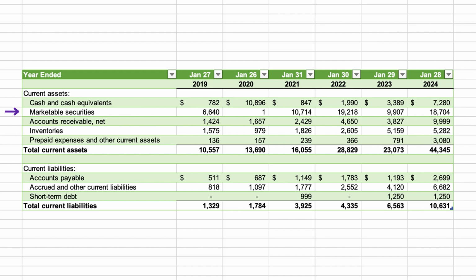Then you have marketable securities. This is your stocks and your bonds. Those may take a little bit more time to convert into cash, but they're relatively easy. Think about how you can just tell your stockbroker to go sell some stocks and it can happen in either less than a day or in a day or two.